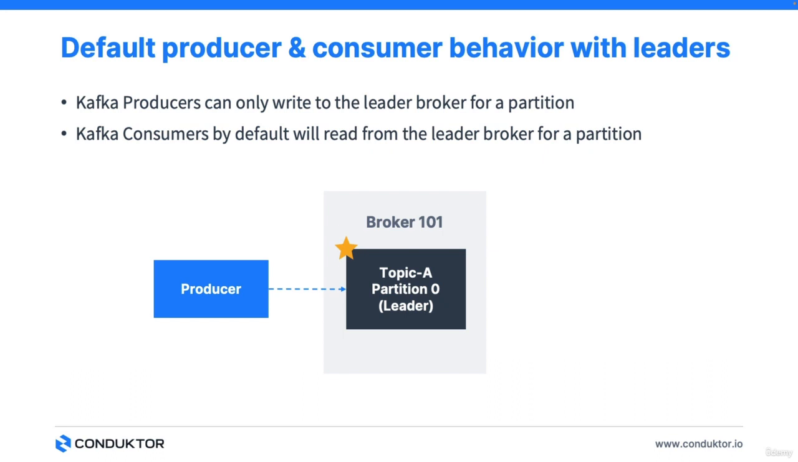And Kafka consumers are going to read by default only from the leader of a partition. That means the consumer will only request data from the leader broker 101. So broker 102 in the previous example is a replica just for the sake of replicating data. And in case broker 101 goes down, then it can become the new leader and serve the data for the producer and the consumer. That is the default behavior.